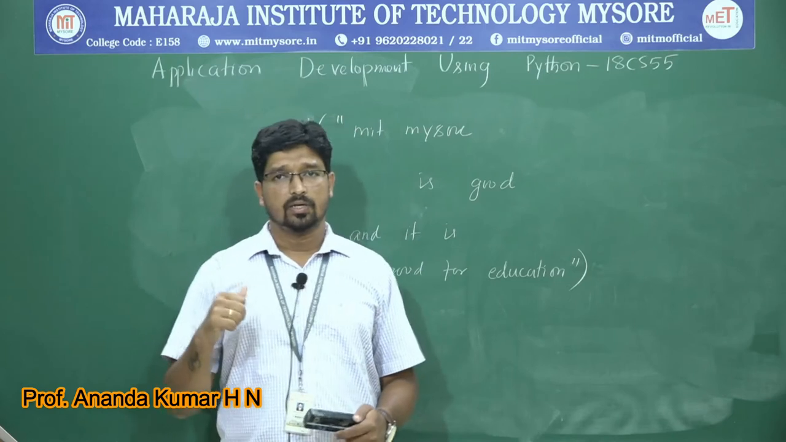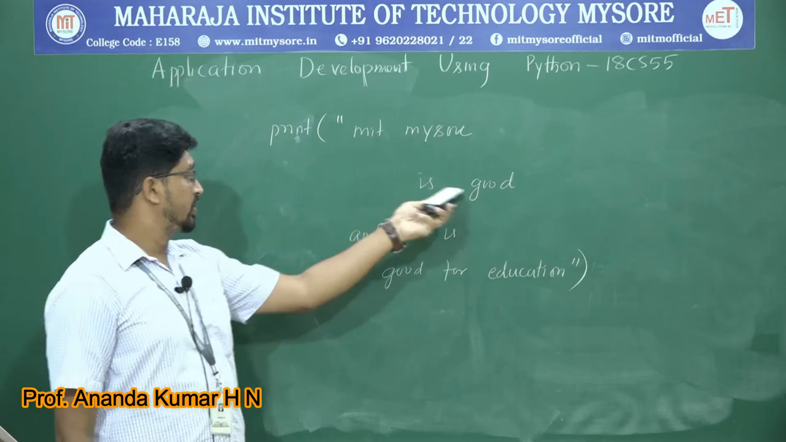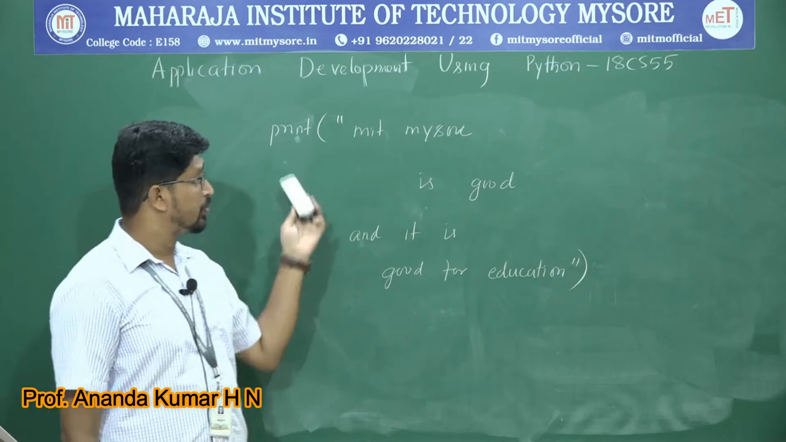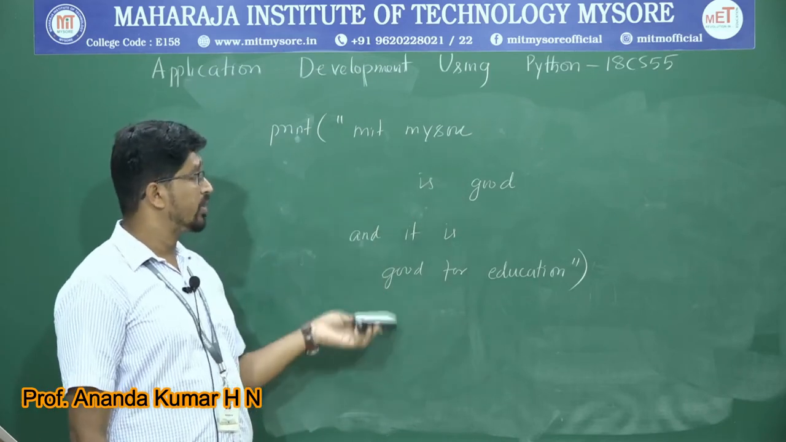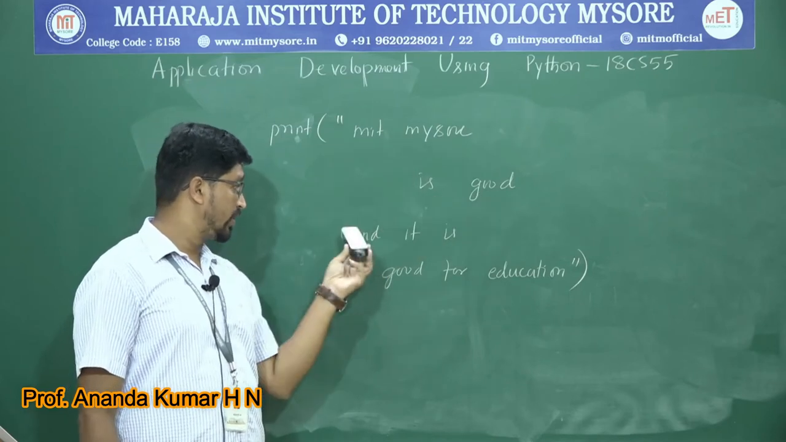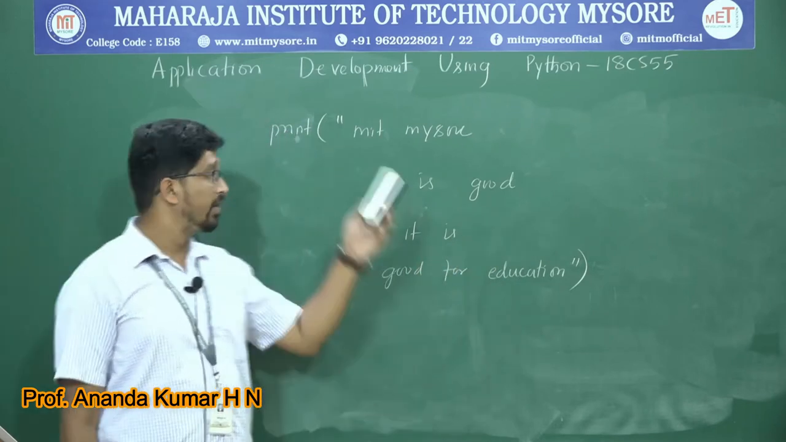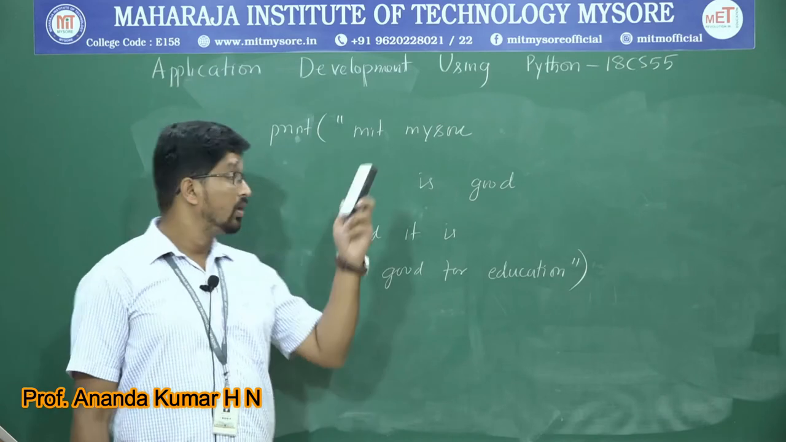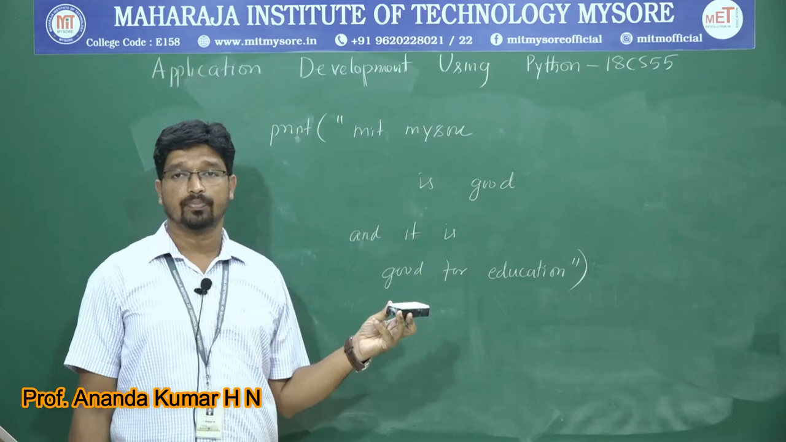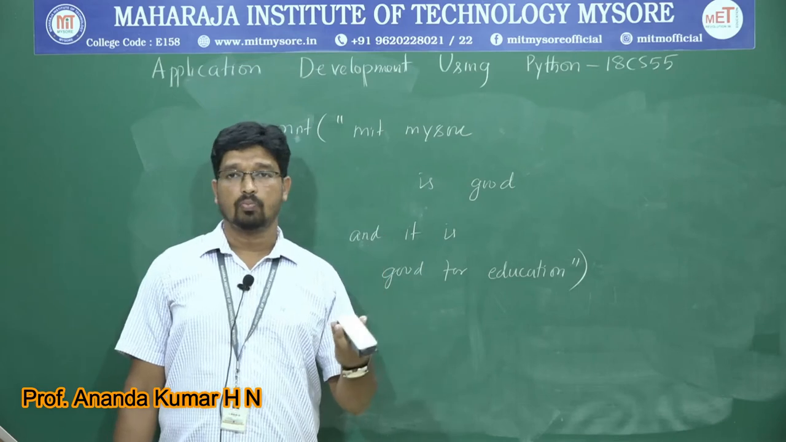Okay, let us consider a string. I wanted to print on the monitor MIT Mysore is good and it is good for education. But can you observe the spaces? I have provided so many spaces. I want MIT Mysore in the first line, then some space, is good, then again I come back to the left side and it is, then space, good for education. I have written it in a formatted way. If you print this on the monitor, you don't get this particular output. These spaces are removed and you will get a single line of output.